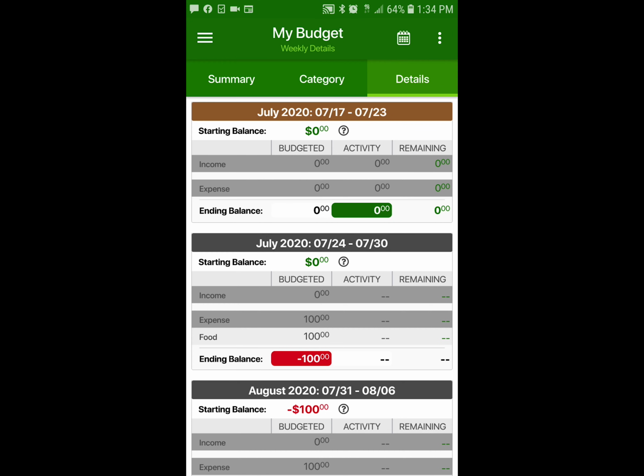Now, the second line you notice is July 24th to July 30th. It's black and it's in the future. If you go down and look at the budget area of the screen, notice there is nothing over in activity and remaining. There's no zeros, there's nothing. That's because this is the future.